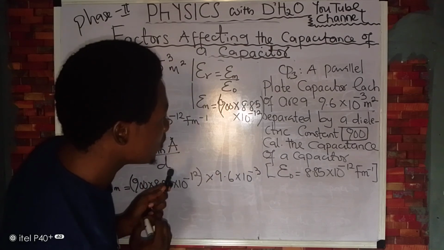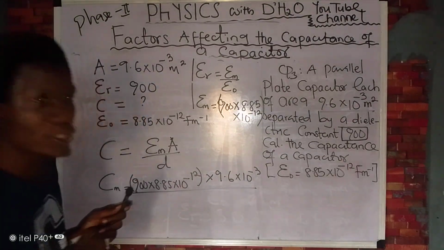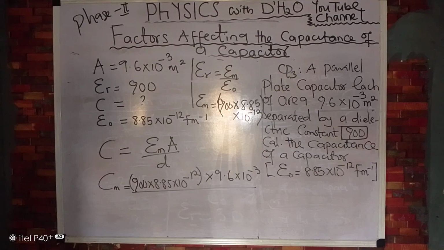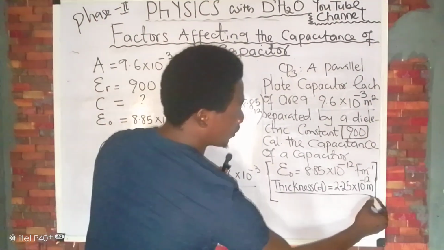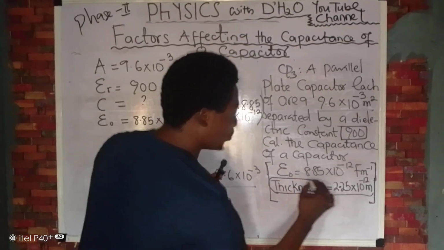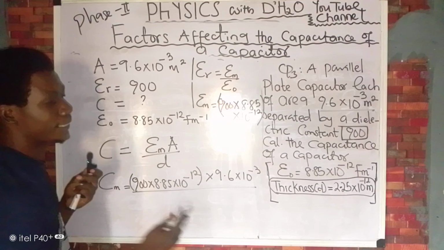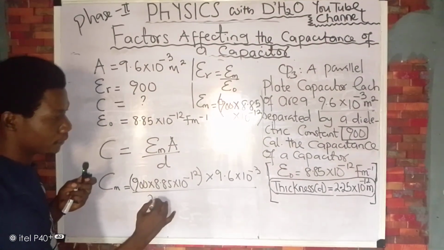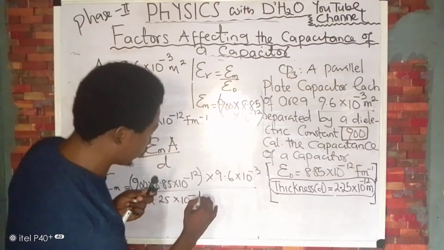Then we have the distance. It seems like the distance wasn't given. Yeah, so this is the thickness of the material. I think I didn't include it, but I just got it now. The thickness signifies the distance. So you put your distance as 2.25 times 10 raised to the power of minus 12.